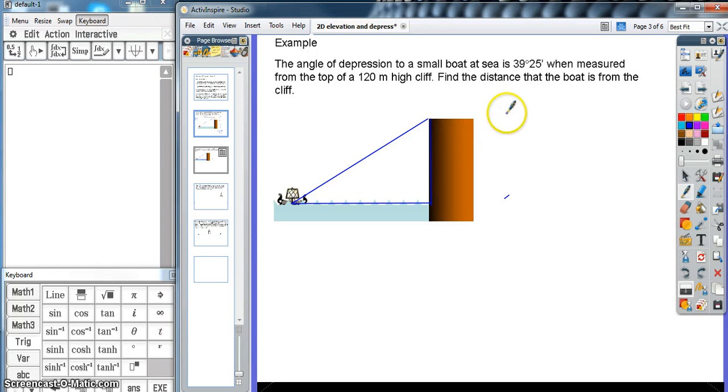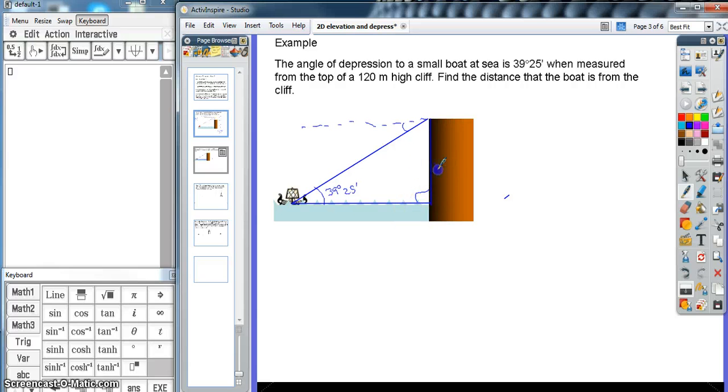Now the angle of depression is 39 degrees 25 minutes. What we're not going to do is make the mistake of thinking that it's this angle here, because we know it's not. It would be, sorry, that's supposed to be straight. It would be that angle there, which means it's also the same as this angle here. So I'll put 39 degrees 25 minutes there.